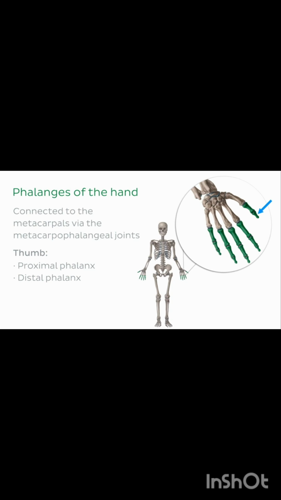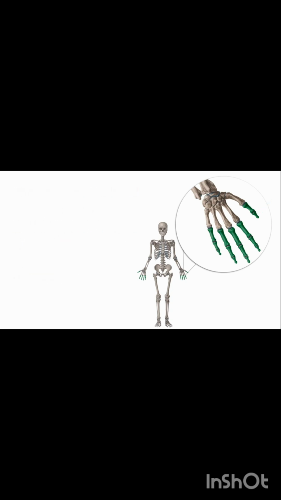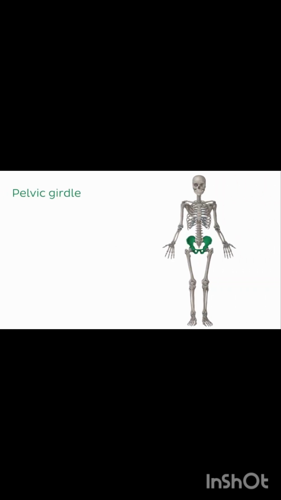So far we've looked at the bones of the skull, trunk, shoulder girdle and upper limb. Now let's move further down the body to explore the pelvic girdle. The pelvic girdle is formed by the pelvic bones, also known as your hip bones. Three fused bones make up each hip bone, and they are the ilium, the ischium, and the pubis.